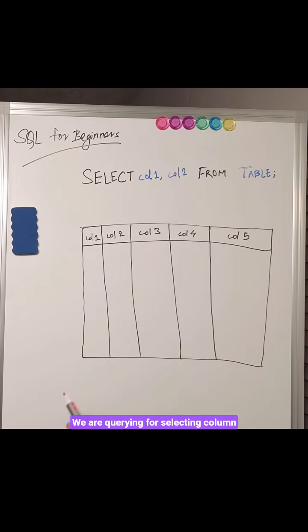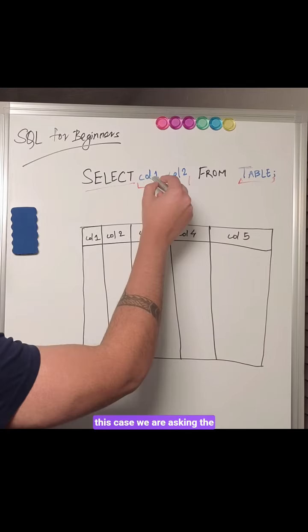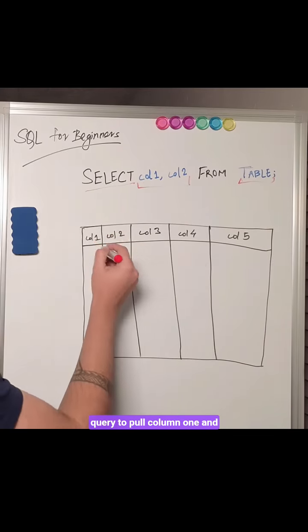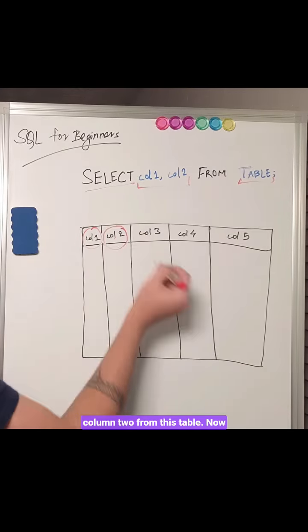And what are we doing here? We are selecting column 1 and 2 from a table, right? And this is where you specify the table name. So in this case, we are asking the query to pull column 1 and column 2 from this table. Now imagine that you wanted to select all the columns from this table, so you need not write all the column names in here, and you can just write something like select star from table, and that will bring you all the columns within the table with all its rows.